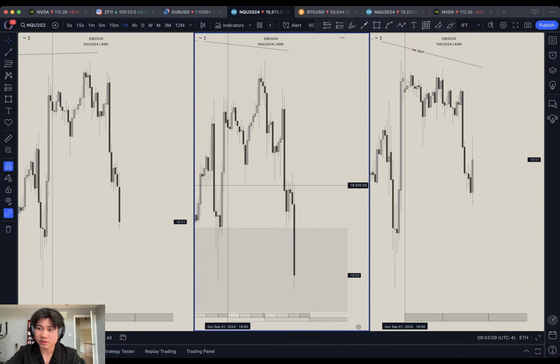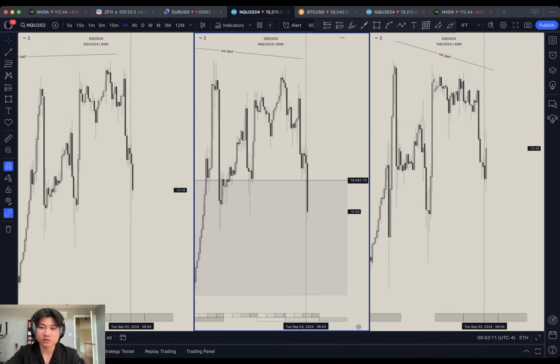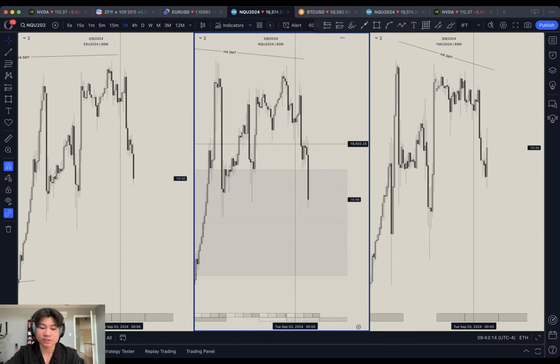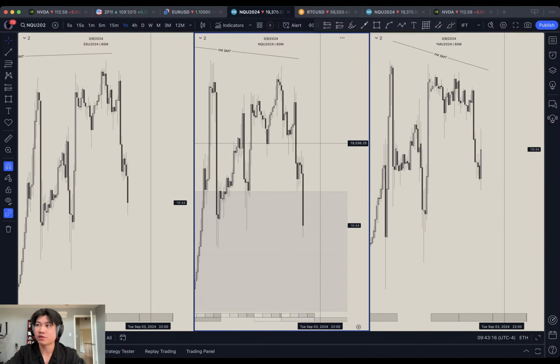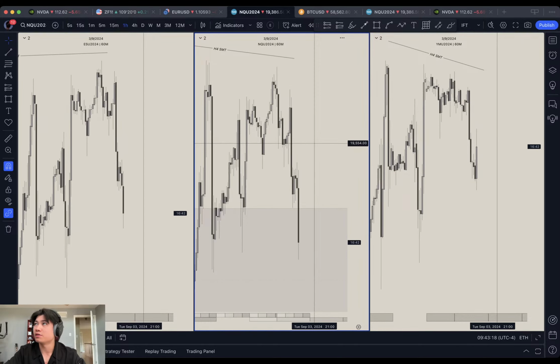Previous day low, previous day low, yeah, all of them took out previous day low. So from that specific idea on with the previous day low SMT, not too keen on that right now.